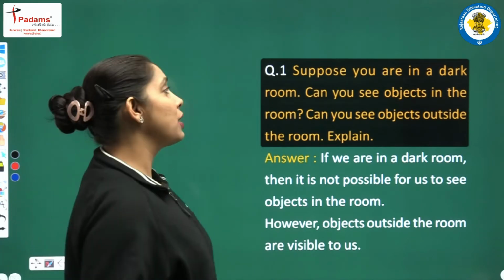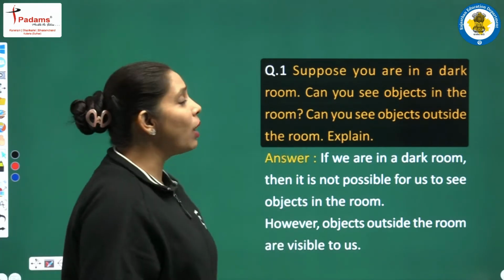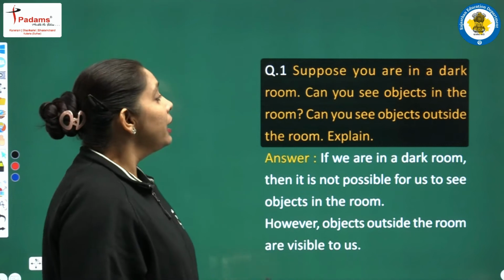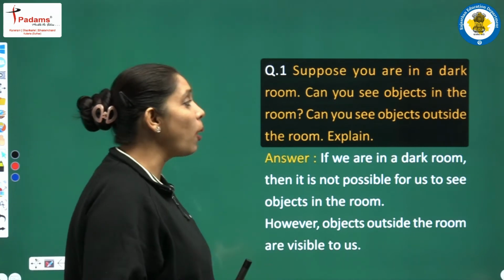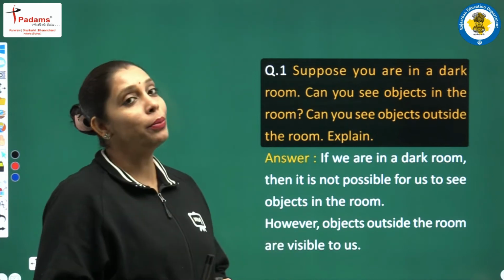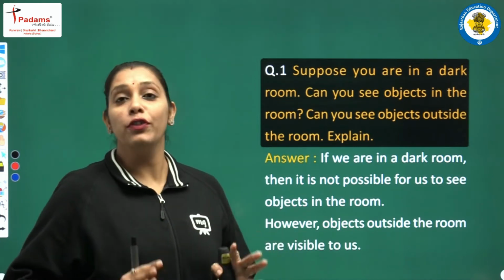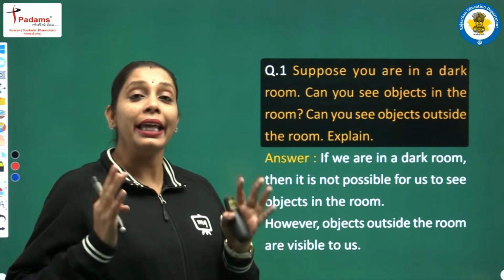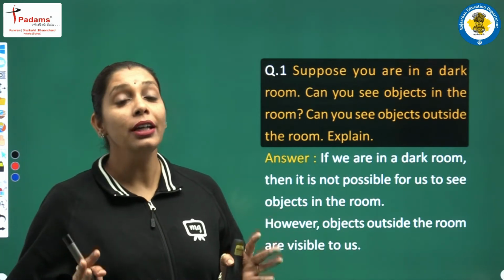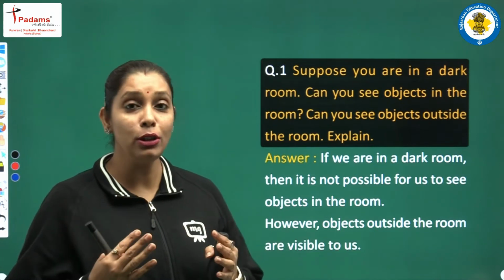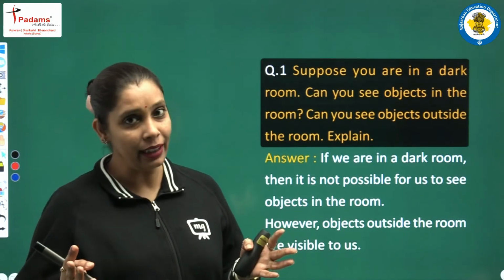So students, question number 1 is, suppose you are in a dark room. Can you see objects in the room? Can you see objects outside the room? Explain. As we know that to see anything, light is a must, because due to the reflection we are able to see the things. Clear everybody?